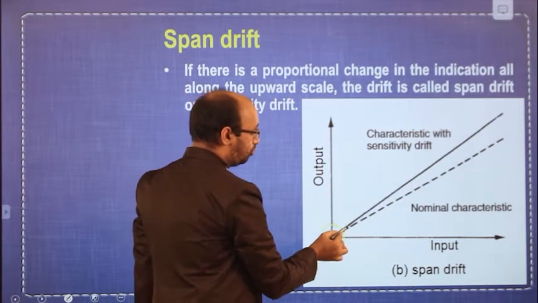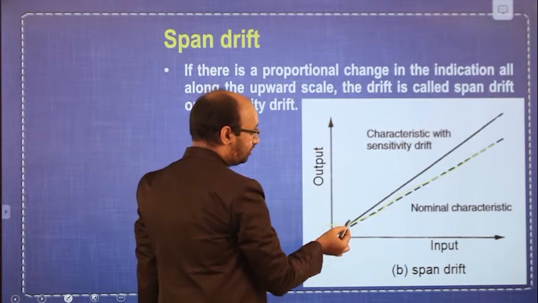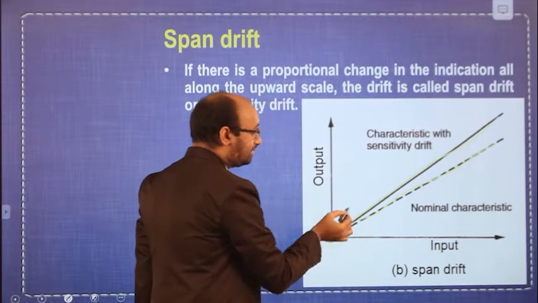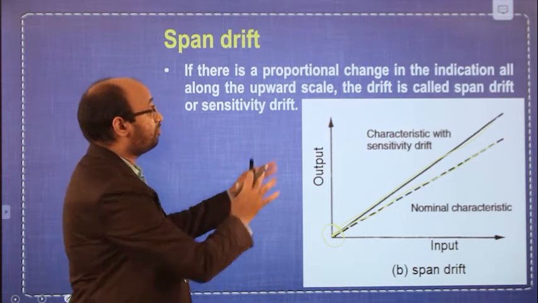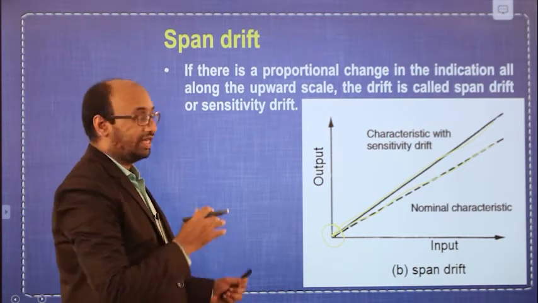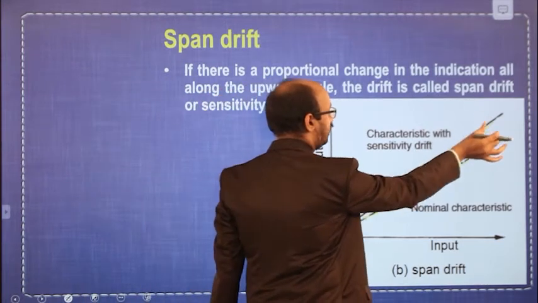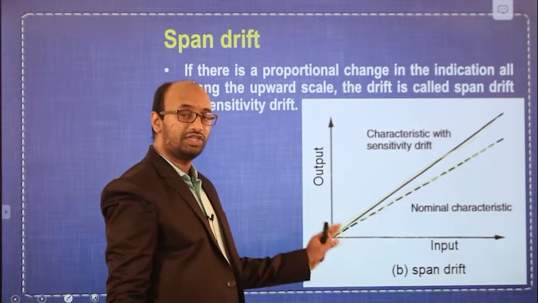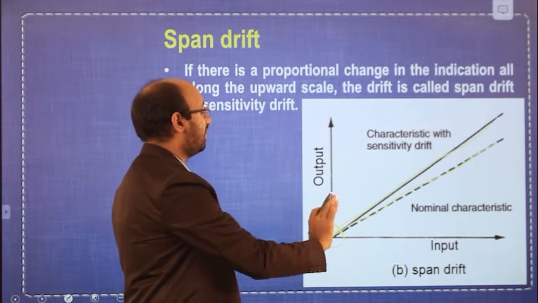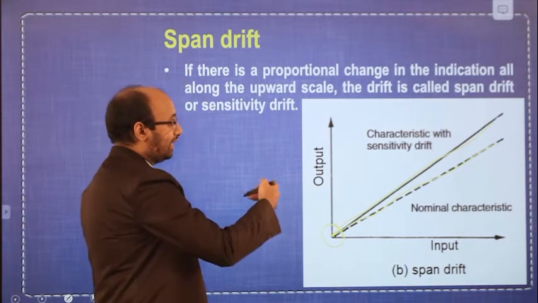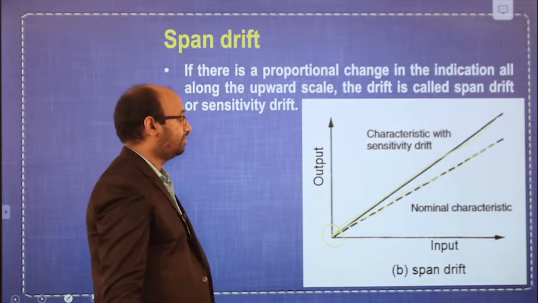The output should trace this nominal characteristic, but the output that is measured is following this path. There is certain deviation, which is not constant throughout the measurement, but there is some proportional change. This proportional change is increasing throughout the span of the instrument. If there is proportional change in the measurement throughout the span of the instrument, it is called span drift. And this error is maintained throughout the instrument span.